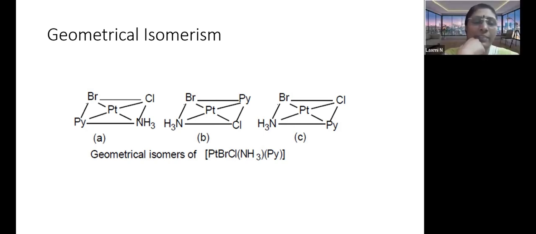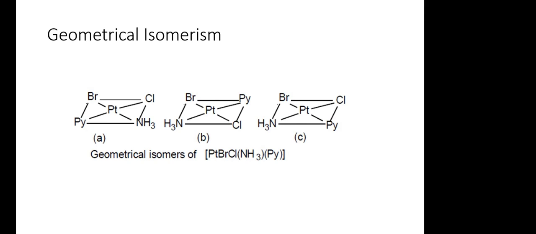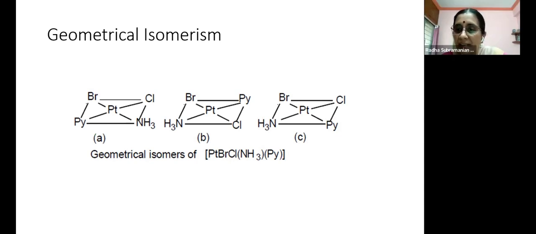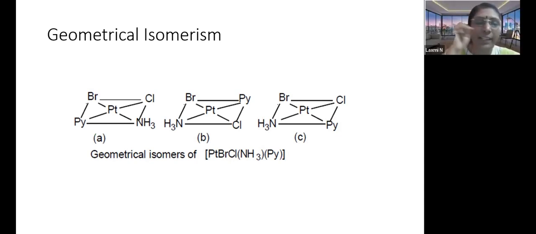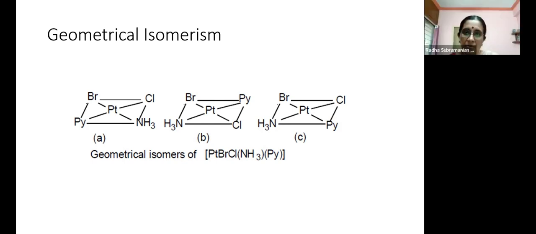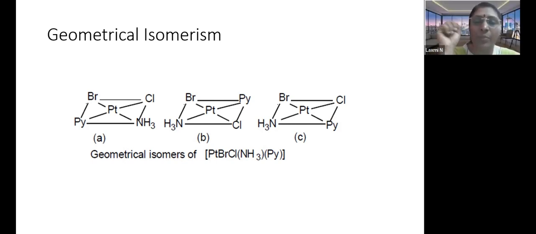What we do is we take, let us say, bromide and chloride as reference. Let's fix bromide and keep moving the other ligands. I take, say, bromide and chloride. If you look at the first and the third structure, the bromide and chloride are adjacent. Bromide is adjacent to pyridine, whereas it is adjacent to ammonia in the third structure. So first and third are cis, and first and second are trans.